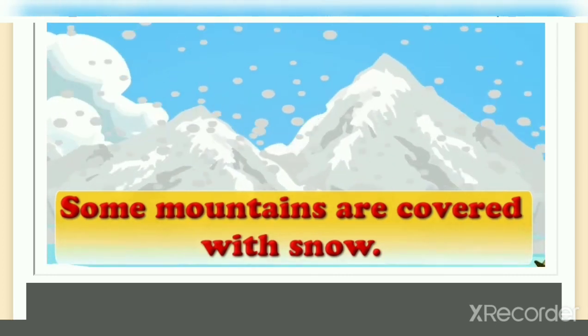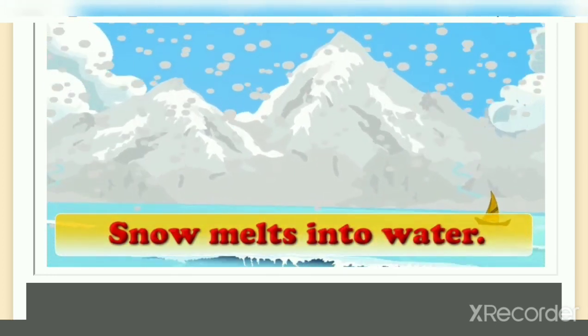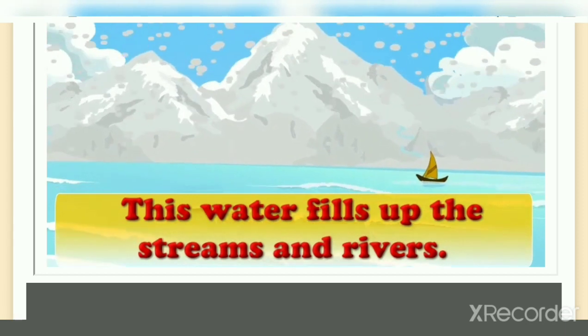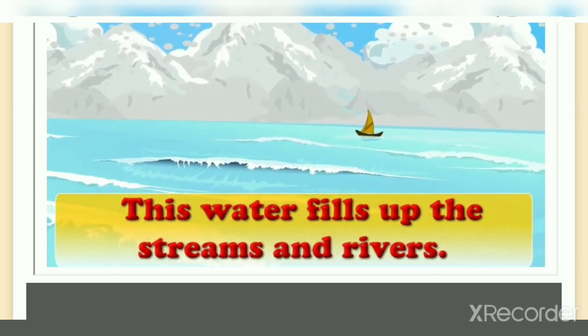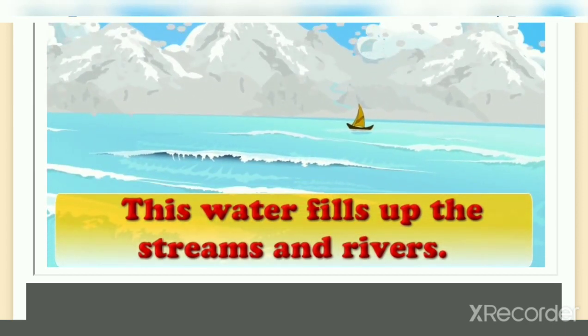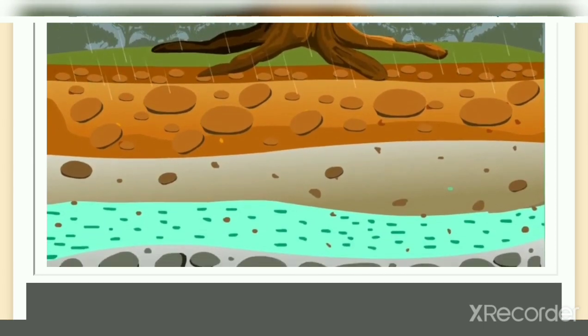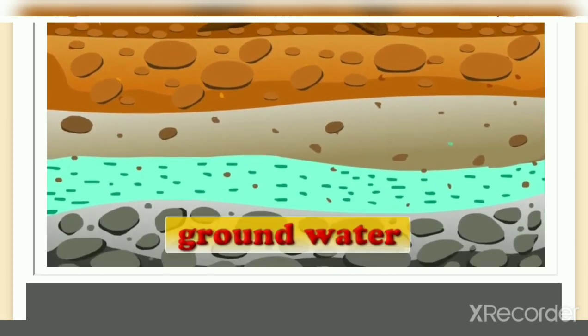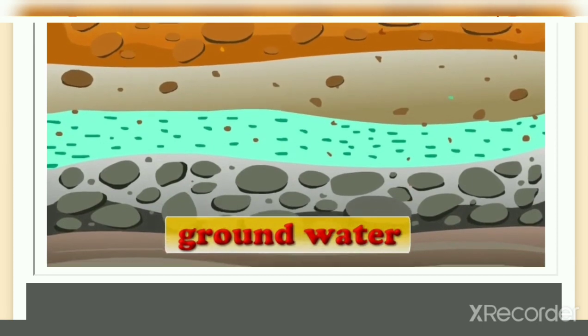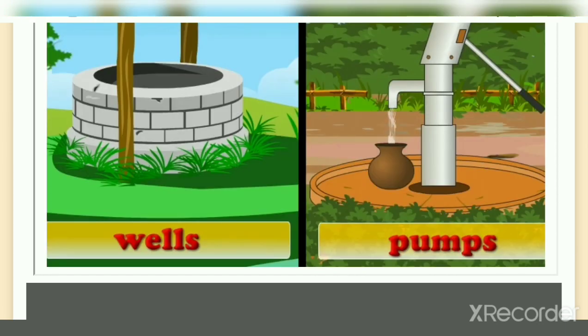Some mountains are covered with snow. Snow melts into water. This water fills up the streams and rivers. Some of the rainwater gets stored underground, which is known as groundwater. We can get groundwater through wells and pumps.